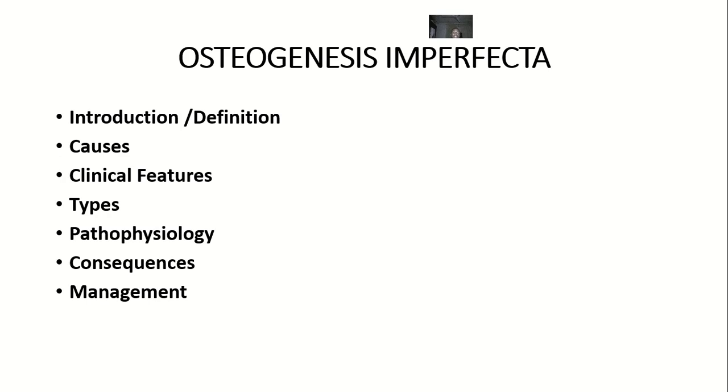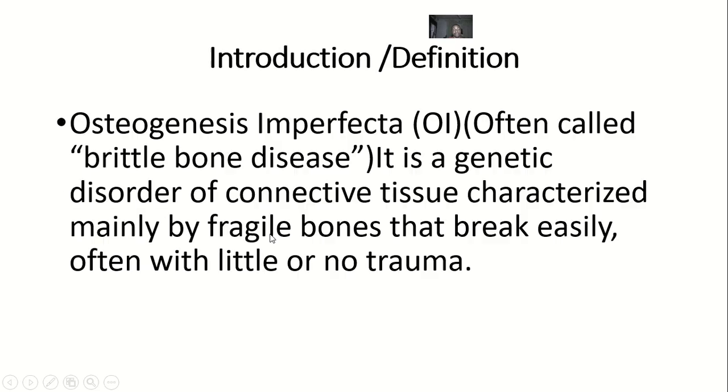What's up, guys? Today we're gonna be looking at osteogenesis imperfecta using the following outline: introduction, definition, causes, clinical features, types, pathophysiology, consequences, and management. Osteogenesis imperfecta, often called brittle bone disease, is a genetic disorder of connective tissue characterized mainly by fragile bones that break easily, often with little or no trauma.